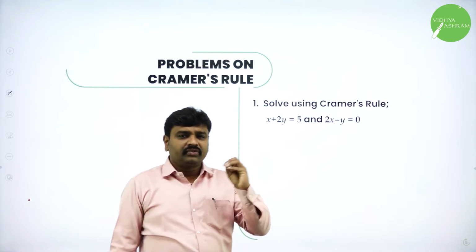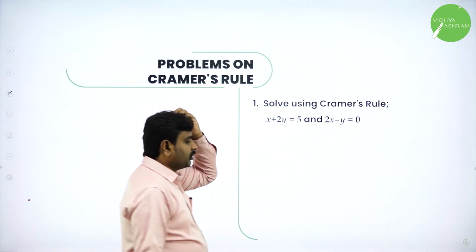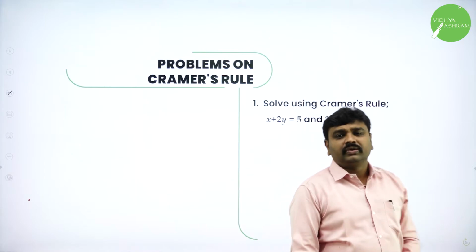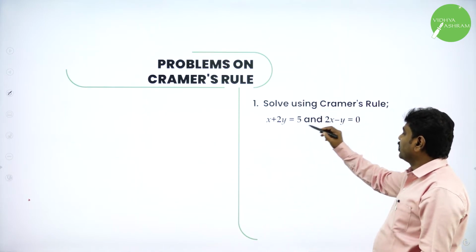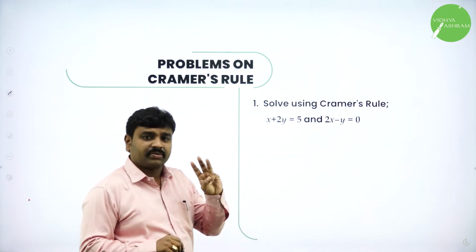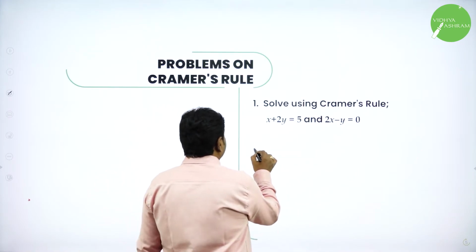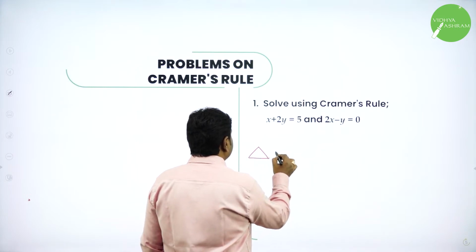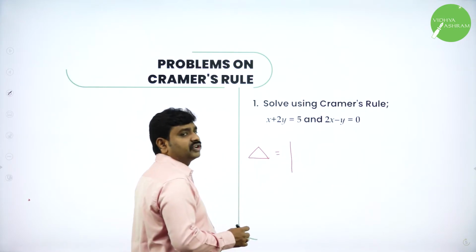Now we will take one problem. Let me take this problem and we'll solve this by Cramer's rule. So they're asking you to solve the problem by what rule? Cramer's rule. So Cramer's rule means what? You have to use 3 steps. First, we need to find delta. What is delta? Determinant of coefficients of x and y.